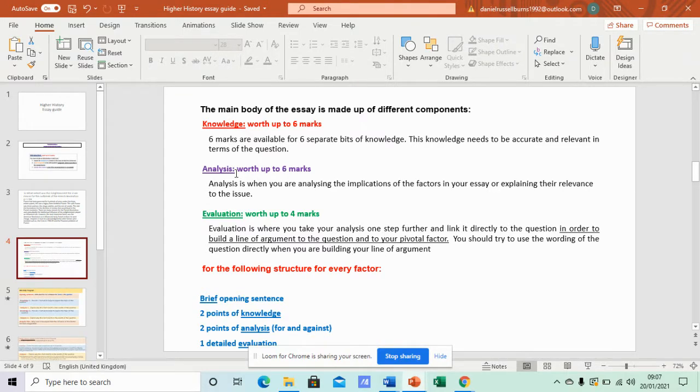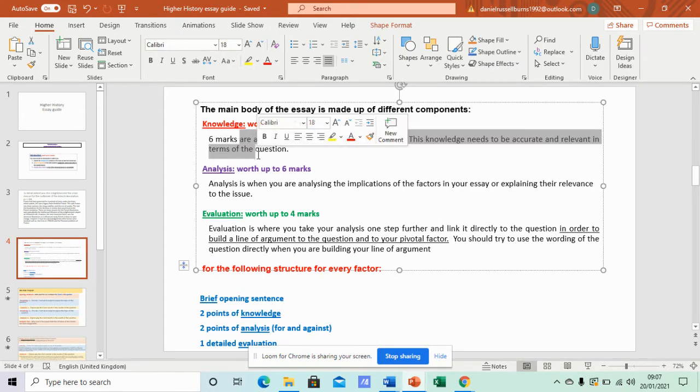Analysis is worth up to 6 marks. So remember, analysis is split between formal analysis and then analysis plus, which is the other 3. So that's how we get the 6. So analysis is when you're analysing the implications of the factors in your essay or expanding their relevance to the issue. So remember, what you're doing with your analysis is you're looking at your facts and using those facts to explain why that helps you understand the question or come to a judgment about the question. Now, some of you have heard me speak about this concept of evaluation.